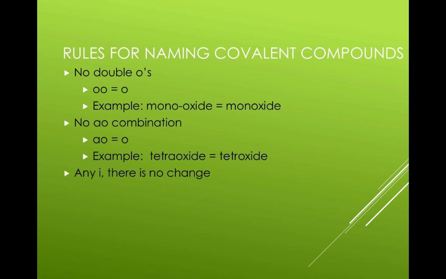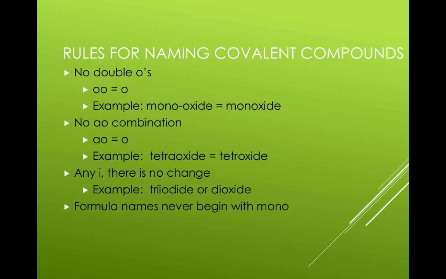Any I and other vowel combination results in no change. Example, triiodide or dioxide. And finally, formula names never begin with mono. Example, CO, monocarbon monoxide becomes carbon monoxide.